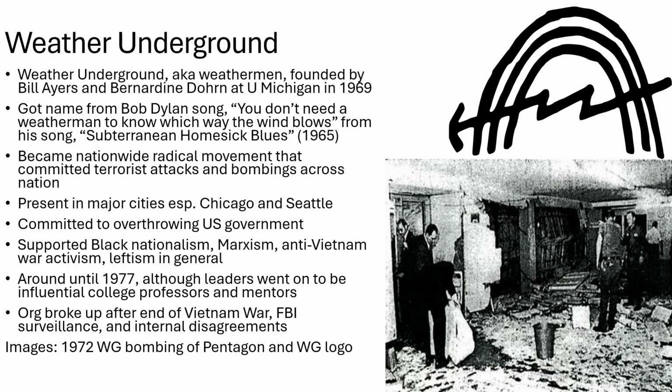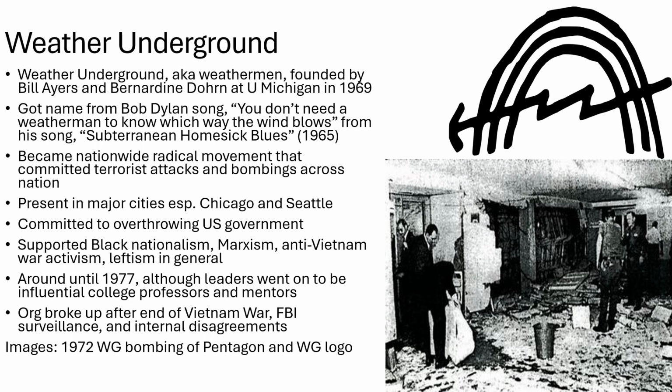This is the Weather Underground, also known as the Weathermen. They were founded by Bill Ayers and Bernardine Dohrn at the University of Michigan in 1969. I'm an Ohio State PhD grad, so we always like to joke that everything that's crazy or bad comes out of Michigan, and the Weather Underground comes out of Michigan. They got their name from the Bob Dylan song, You Don't Need a Weatherman to Know Which Way the Wind Blows, from 1965.